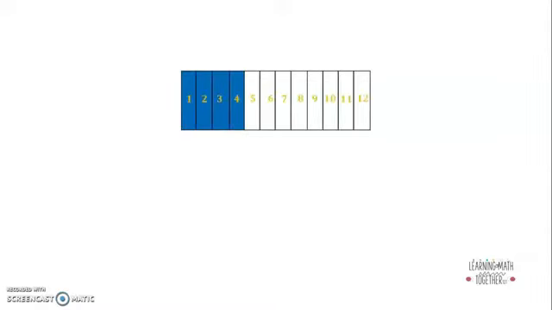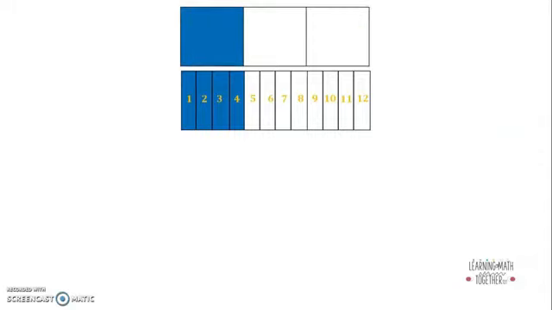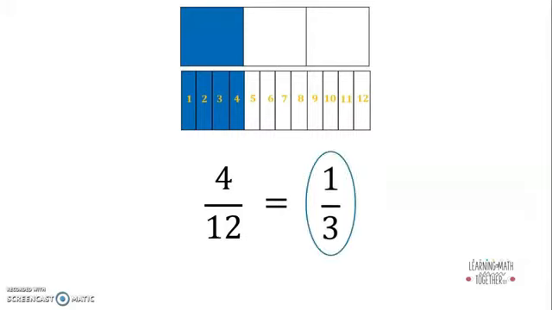As you can see, it has the same shaded part as in the previous figure. But this time, the shaded part is 4/12. By looking at the figure, we can say that 4/12 has the same value as 1/3. The lowest term of 4/12 is 1/3.